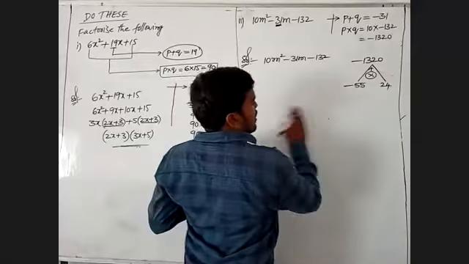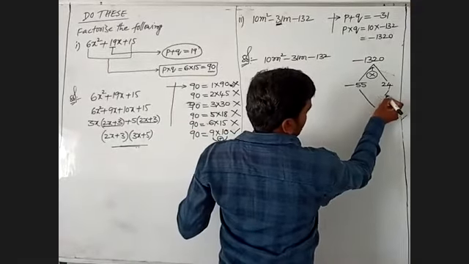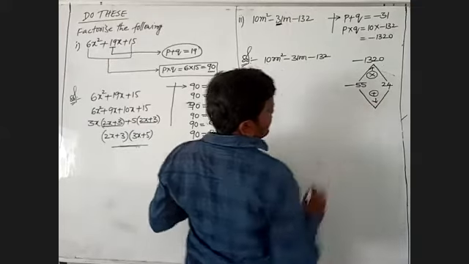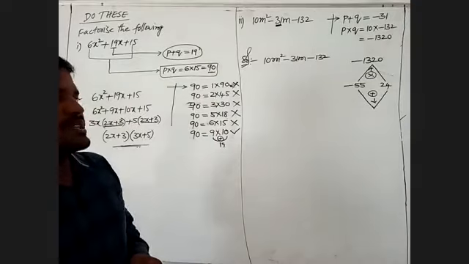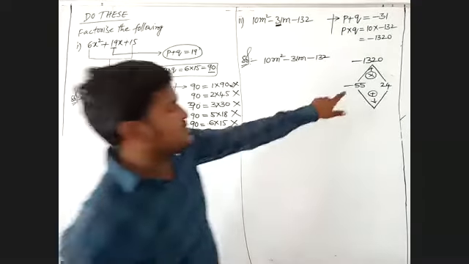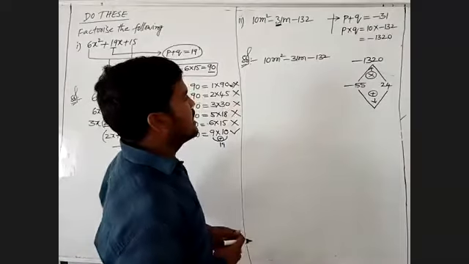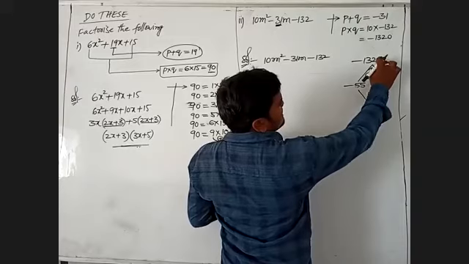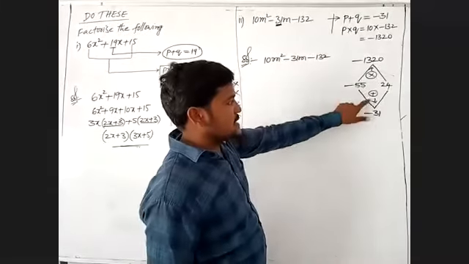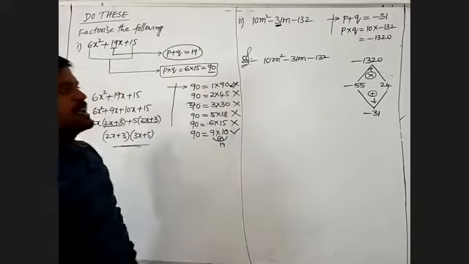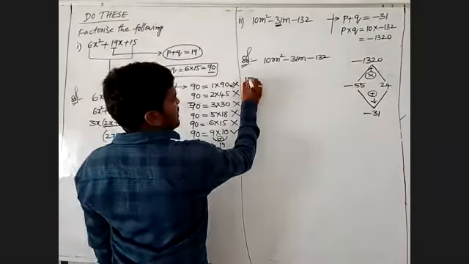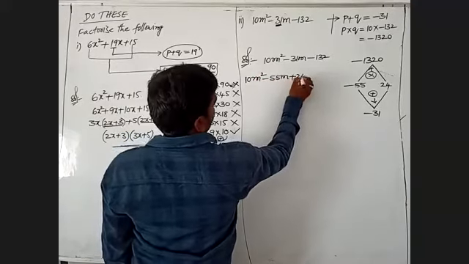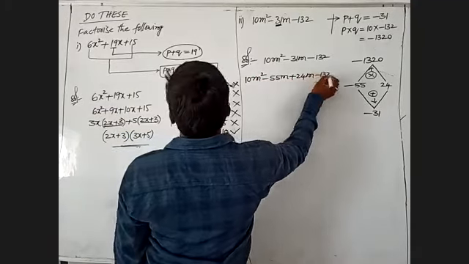After we will take minus 55 plus 24, we will get minus 55 plus 24 చేస్తానన్నా మనకు వచ్చేది minus 31. This satisfies their product. This satisfies their addition. Both will be satisfied. I will write this one: 10m square minus 55m plus 24m minus 132.